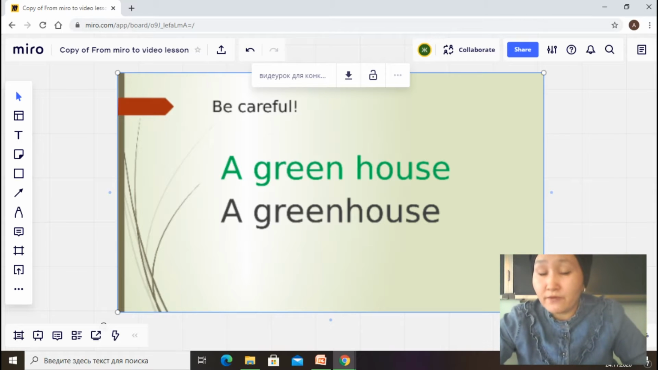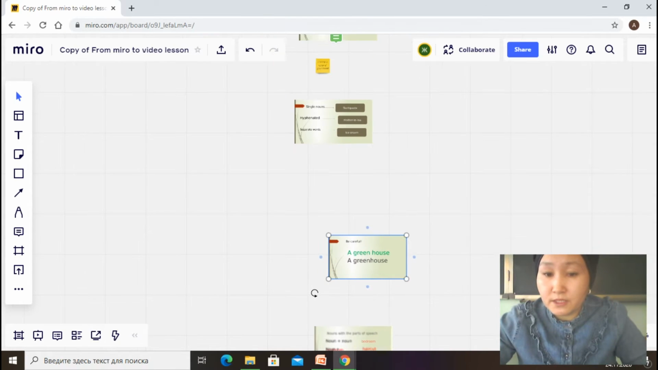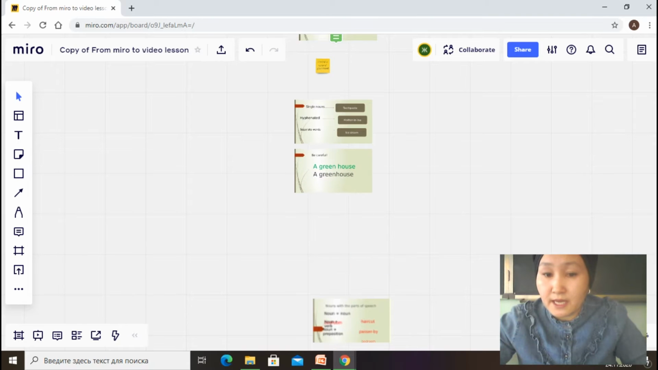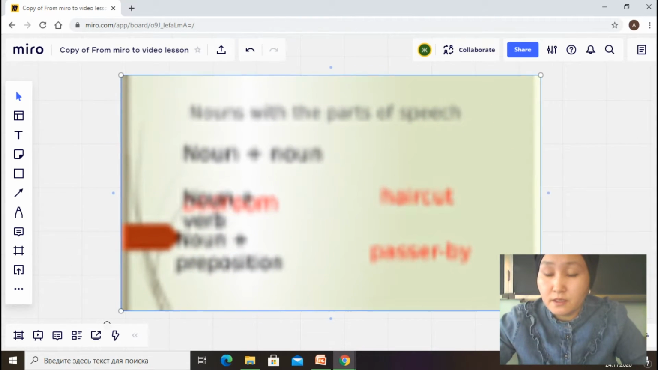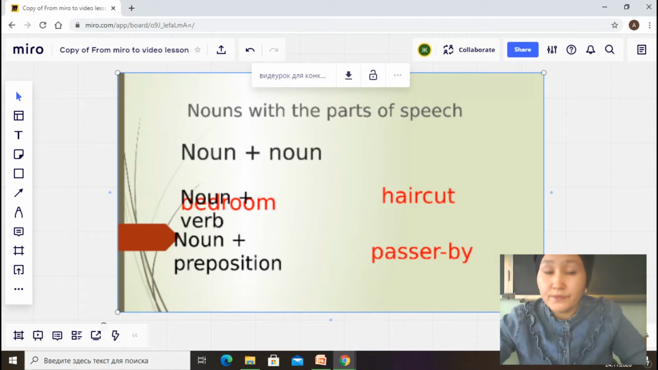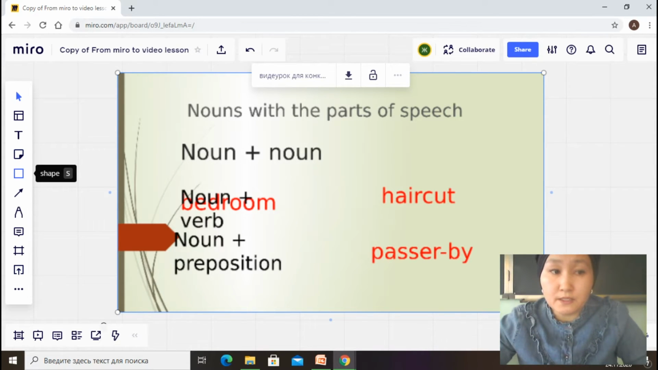And how should we define compound nouns in sentences? First of all, we should consult different kinds of dictionaries, and also the stress is usually on the first syllable, like in greenhouse. Don't forget to mention that the stress is on the first syllable. And we should talk about the nouns with the parts of speech, different kinds of speech.